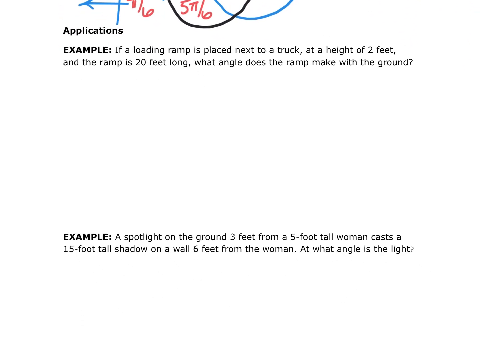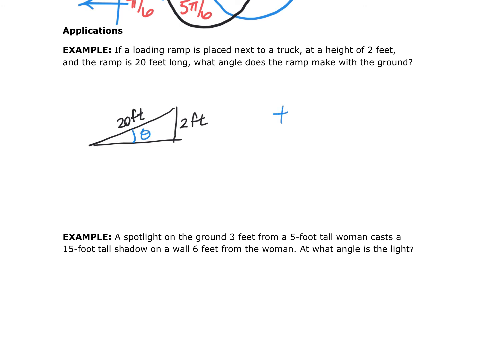Now we have seen example after example after example of right triangle geometry or trigonometry. Here are examples in which the entire time we were doing that, we were solving trig equations. So let's just solve a couple of these trig equations. If a loading ramp is placed next to a truck with a height of 2 feet, so here's 2 feet with a ramp of 20 feet long, what angle does the ramp make with the ground?